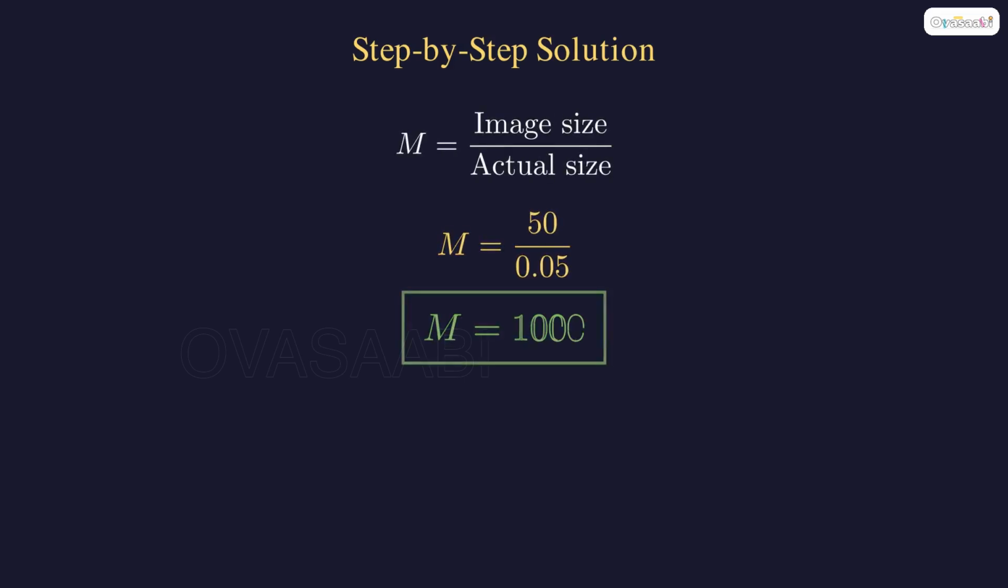Substitute the values. 50 divided by 0.05 equals 1000, so the magnification is times 1000. Always check your units match.